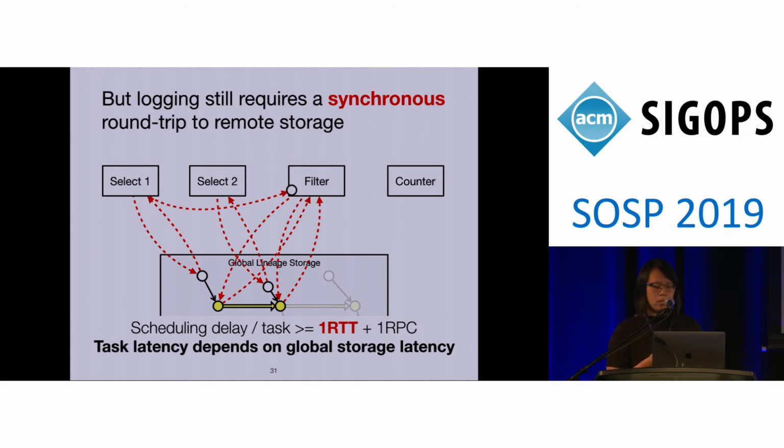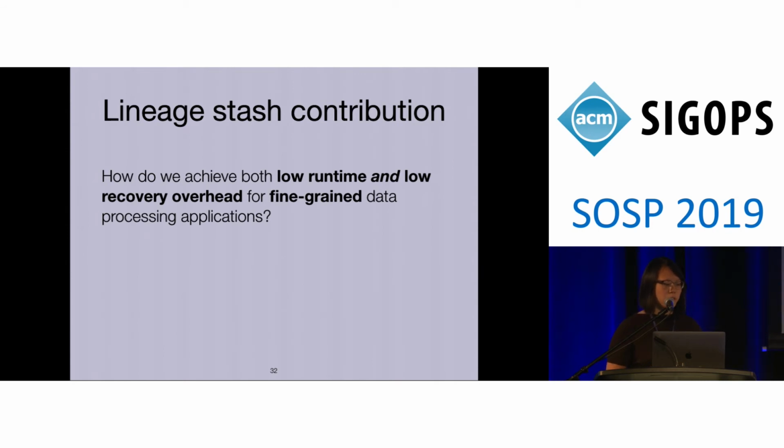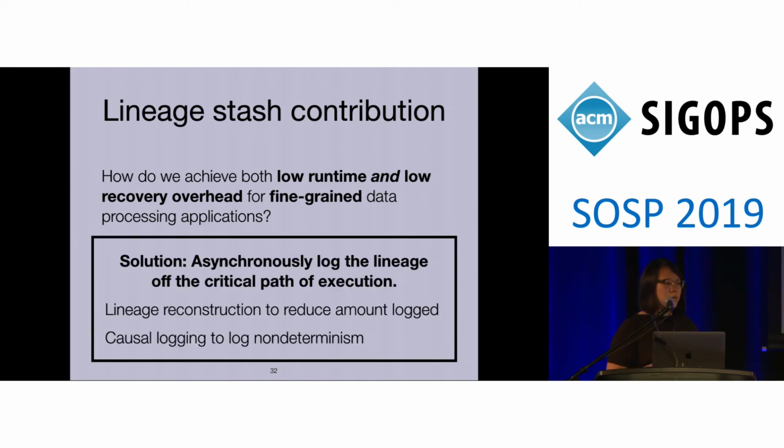So this brings us to the contribution of the lineage stash work. And the question that we're trying to answer here is how we can achieve both low runtime and low overhead in recovery for fine-grained data processing applications, where the tasks run on the order of milliseconds. And the solution is basically to log the lineage, but to do it asynchronously, so that the runtime cost is off the critical path of execution. And this combines two key ideas. One of them is lineage reconstruction, which allows us to reduce the total amount logged by not logging the data, and causal logging, which is a technique for asynchronously logging non-deterministic events.